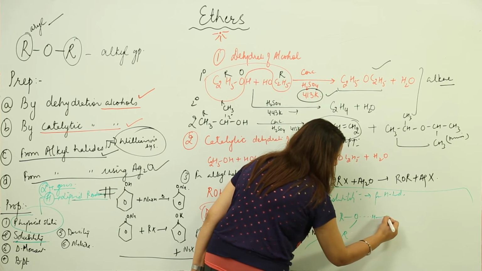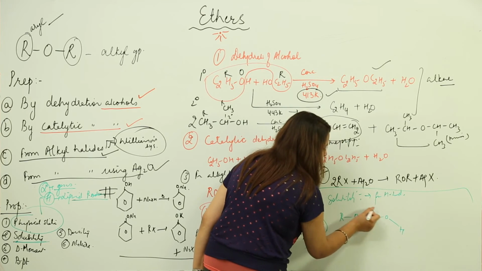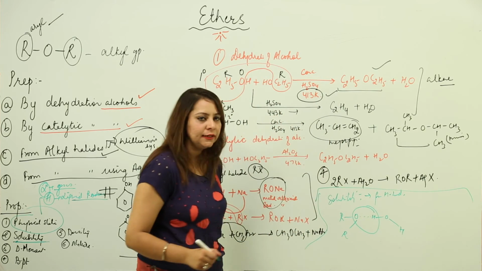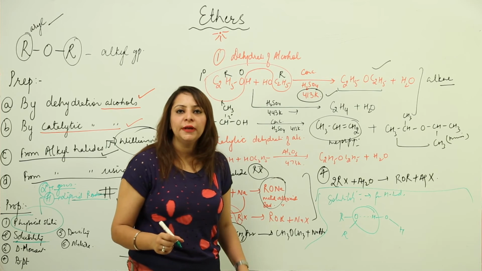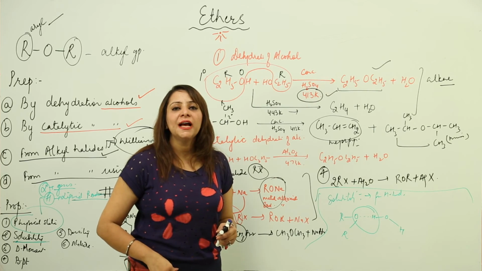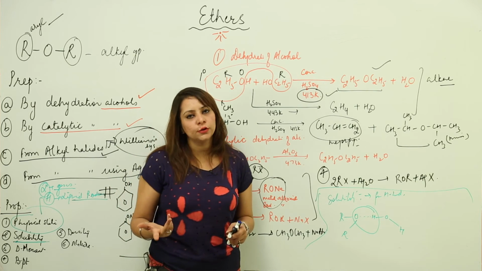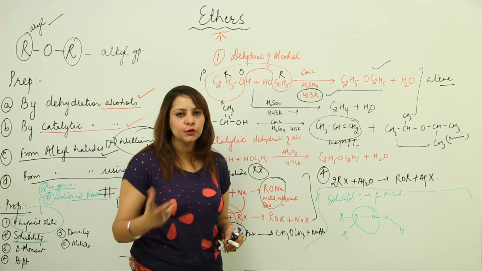This is the hydrogen bonding. This kind of bond, hydrogen bonding, is seen in the ether. So that means it is capable of making a hydrogen bond. And the substance which is capable of making a hydrogen bond is obviously soluble in water, because like dissolves like.